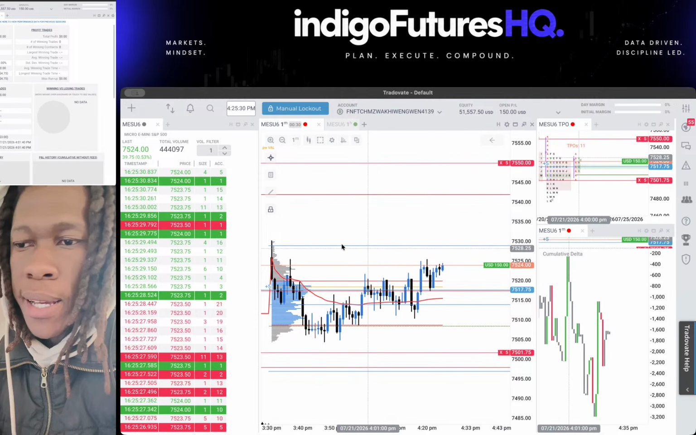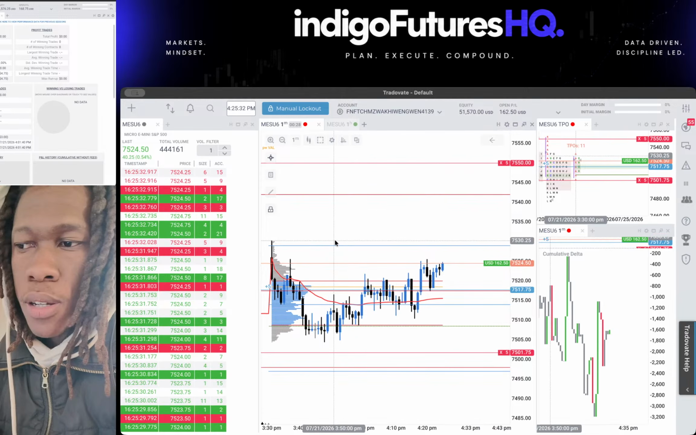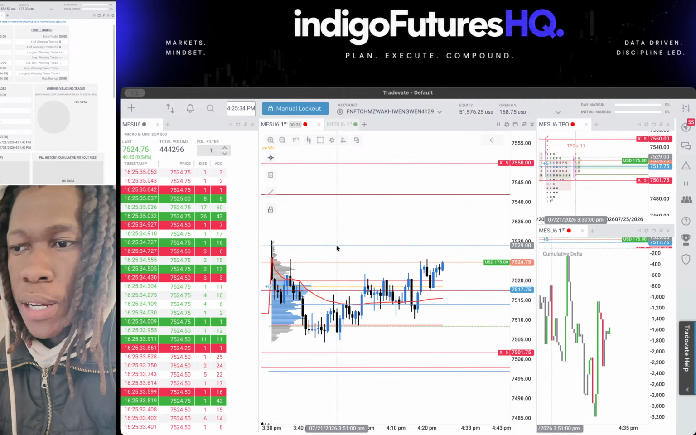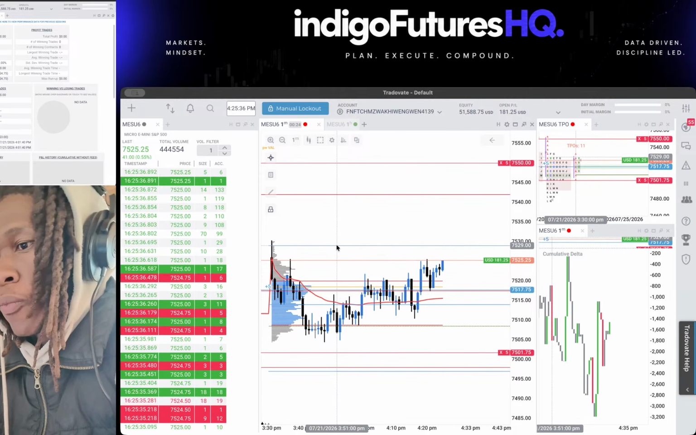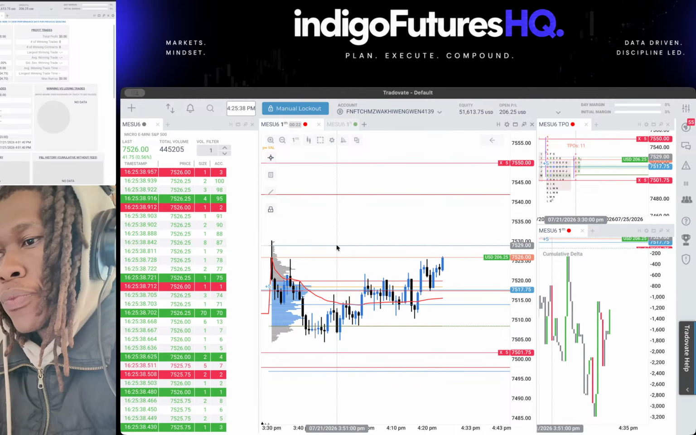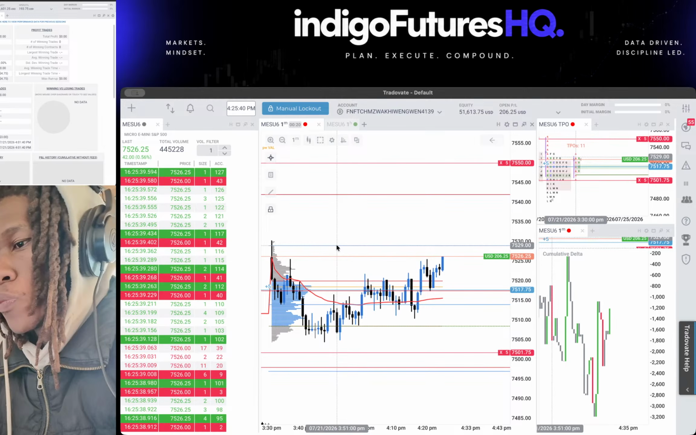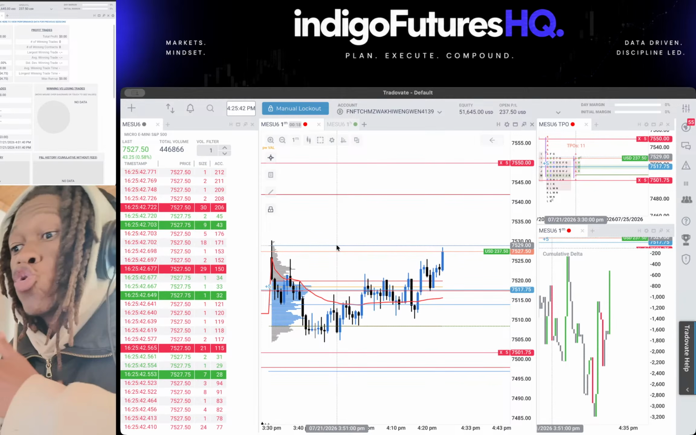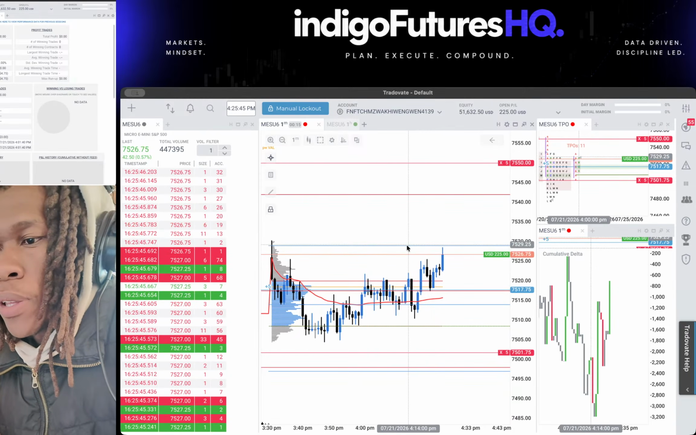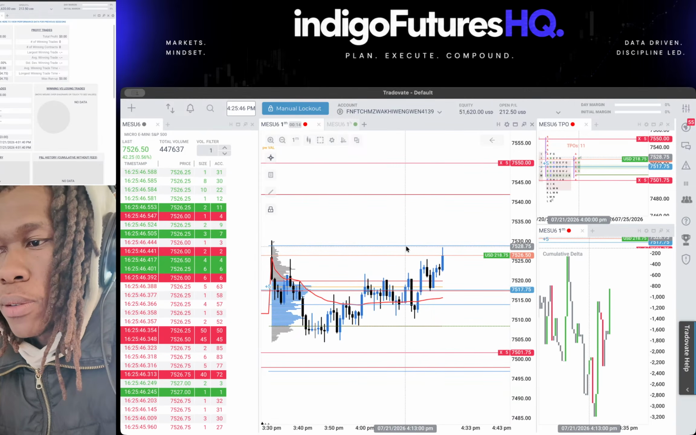Our IB is also right at the top of overnight value area highs. Either strong rejection of overnight value area high. Here we go, 528.